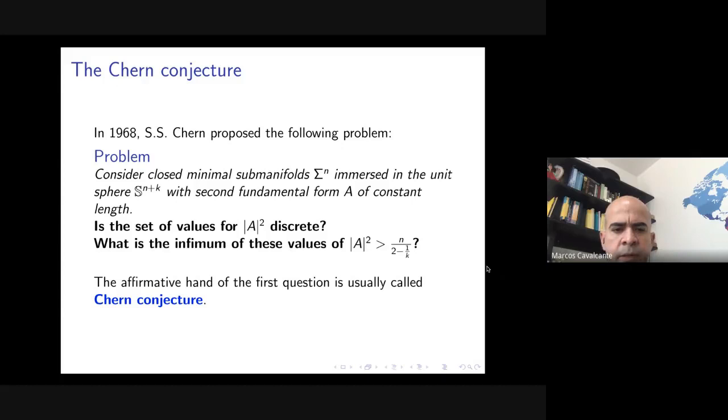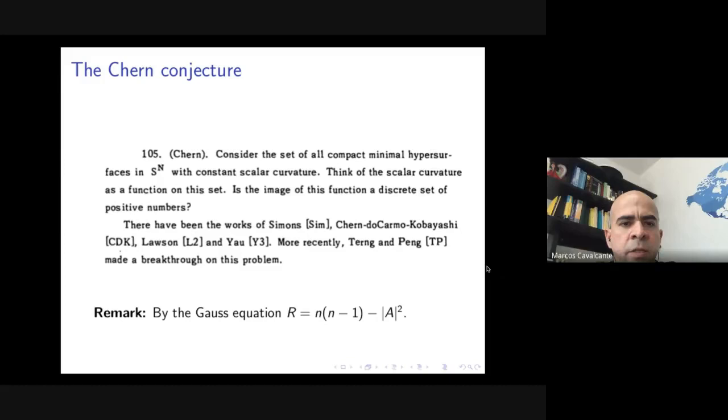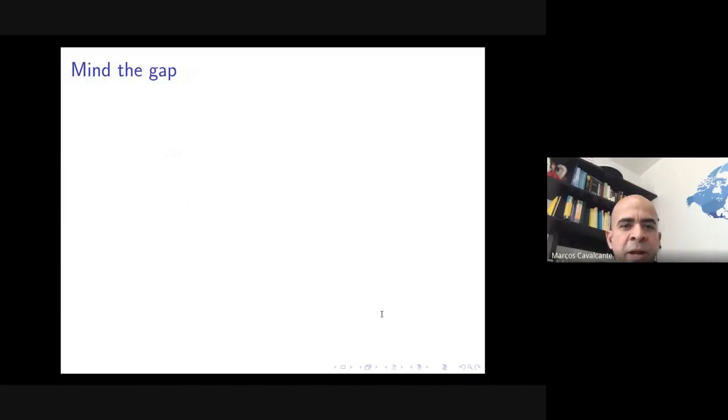I'd like to also mention that this problem appears in Yau's 1982 list of open problems. It's problem 105. And here, the problem is stated in terms of the scalar curvature because, as we know, by the Gauss equation, the scalar curvature R and the norm of the second fundamental form are related by this equation. So it means that we mind the gap. Okay, that's my motivation.